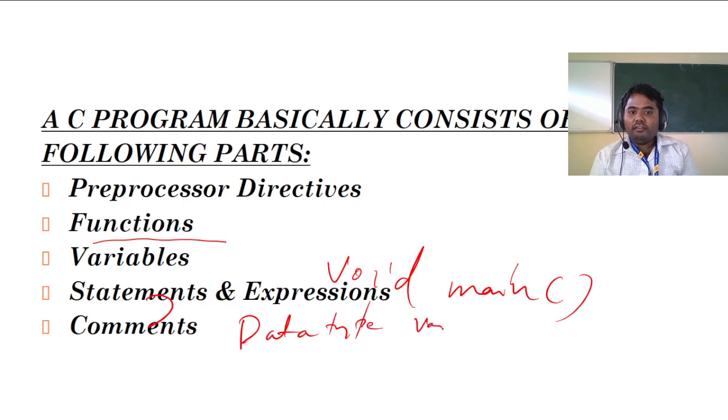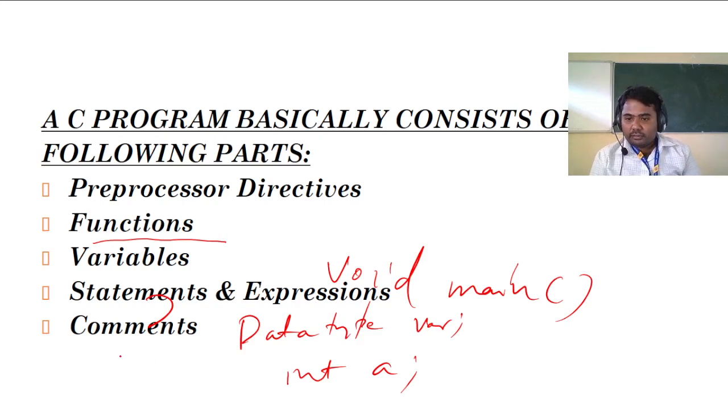Okay, followed by the variable. Here int is the data type and a is the variable. Followed by the statements and expressions. Statement means it's an executable part of the program. For example, printf and scanf are statements. Expression can be a mathematical expression, something like a is equal to b plus c, or any expression.